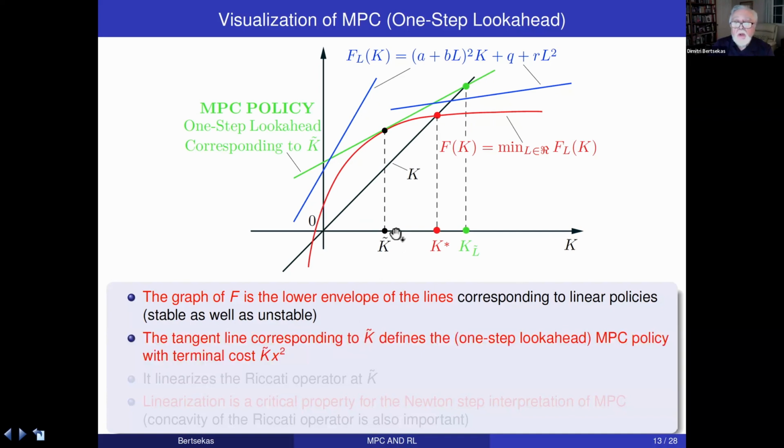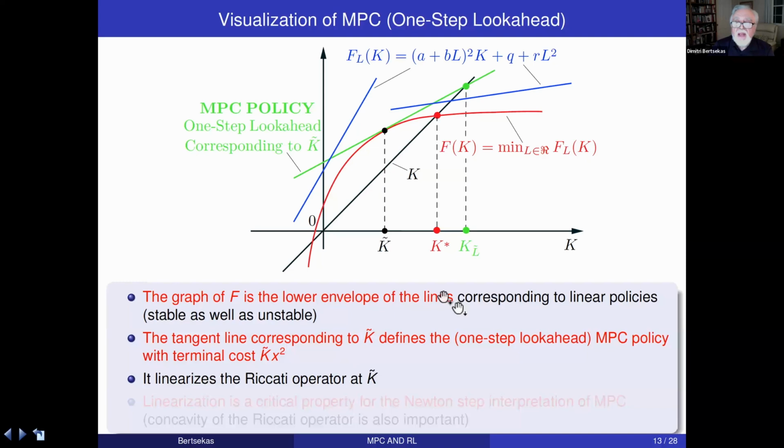If you take a cost function approximation K tilde, all these lines provide points of intersection, and the one that comes closest is the one that is tangent to F of K at the point K tilde. And this is precisely the MPC policy with one-step lookahead when the cost function approximation is quadratic with coefficient K tilde. You start with K tilde, go up, draw the tangent, and this gives you the cost coefficient of the MPC policy.